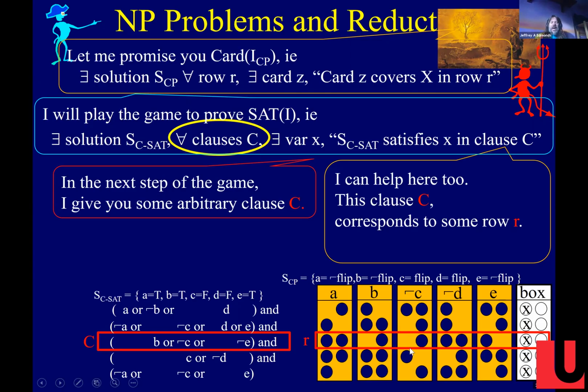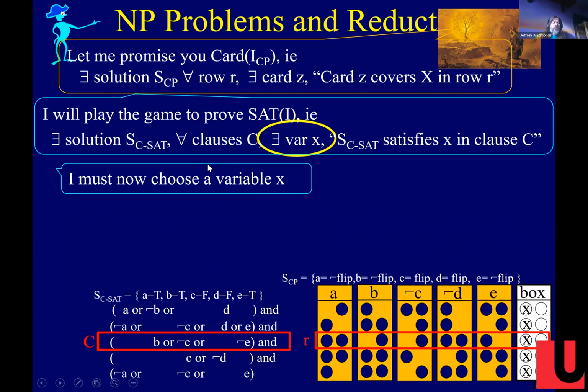And so now we know we have a row in mind. We have a clause in mind. We have a row in mind. We have a set of cards, a solution for the card problem, a solution for the clause problem. And now we can move along. In fact, she says it's true for all rows. She's promising it's true for all rows. So there's something true about this row, right? What's true about this row is that there exists a card. So now let's go back to what we have to do. Our goal is to come up with a variable. How am I going to come up with a variable?